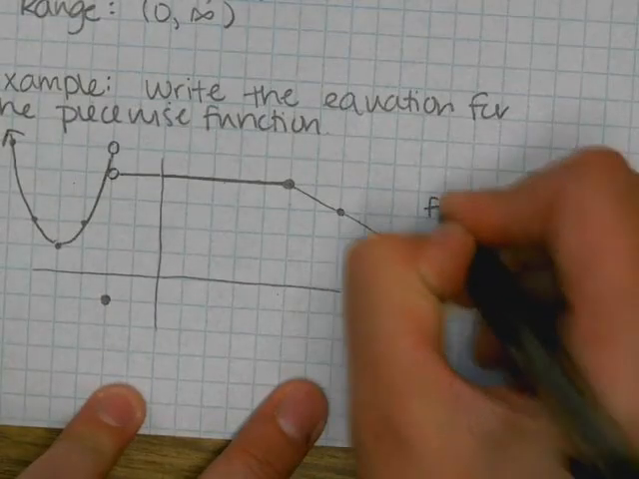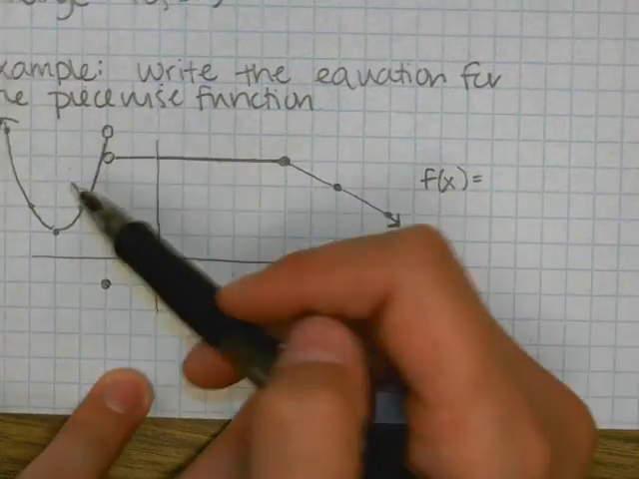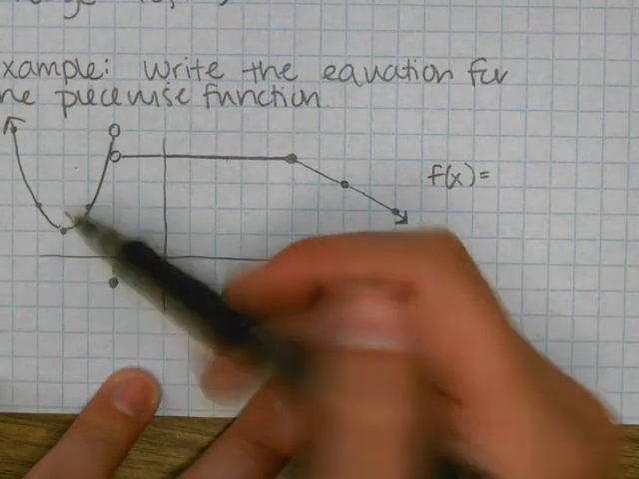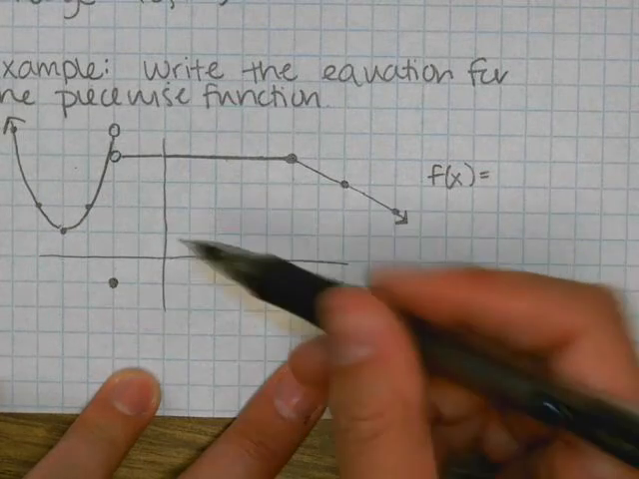So if we look at this piecewise function, we're going to see that I've got 1, 2, 3, 4 pieces. So when I write my function, I can already tell how many pieces it's going to have. Okay, so the first thing I've got is this parabola. I typically go from left to right. You don't have to. You can mix it all up if you want.